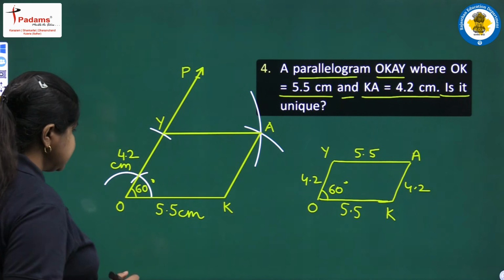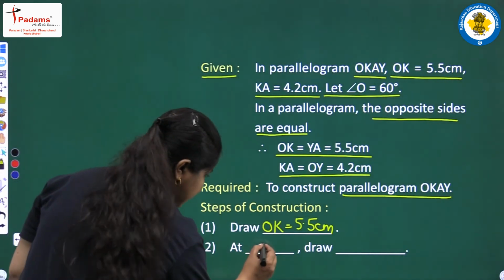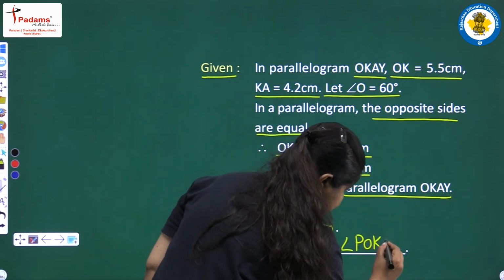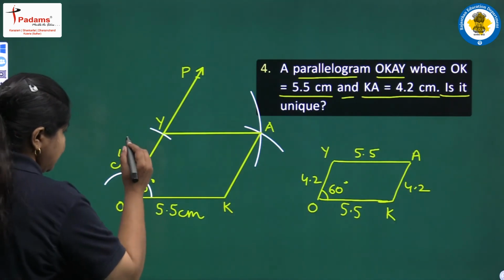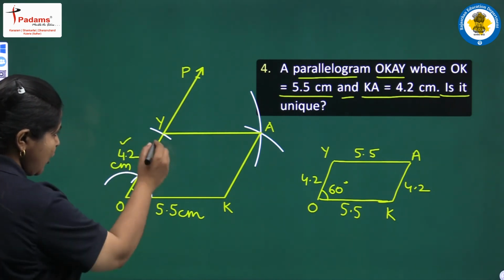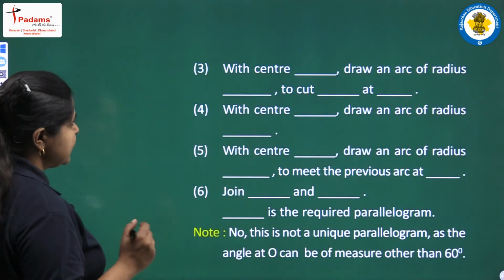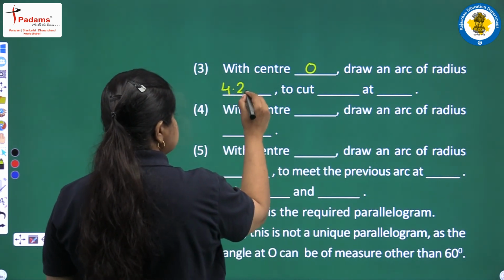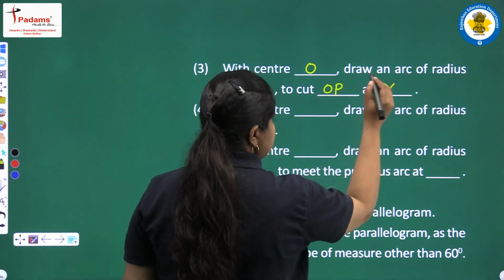Then at O construct an angle POK of measure 60 degree. So we write here at O angle POK equal to 60 degree. Then what next? With center O and radius 4.2 centimeters, draw an arc to intersect OP at point Y. So we write here with center O, draw an arc of radius 4.2 centimeter to cut OP at point Y.